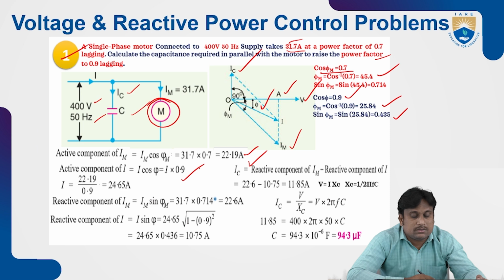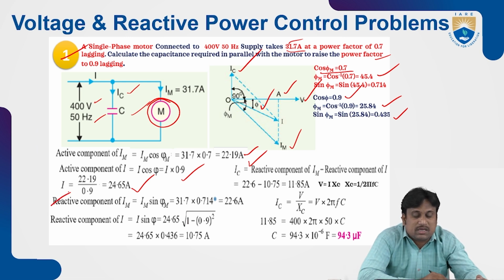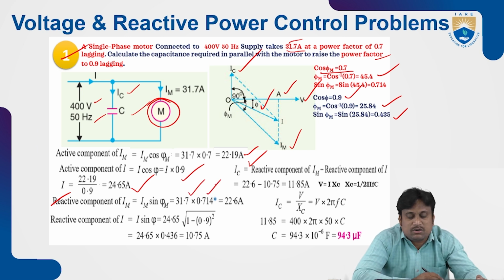The active component of I is I cos phi, so I can be calculated here. We already have the active component of I. So 22.19 by 0.9 gives 24.65 amps. Similarly, the reactive component of Im becomes Im sin phi m. Im is 31.7, sin phi m is 0.714. So the product gives 22.6 amps of current.